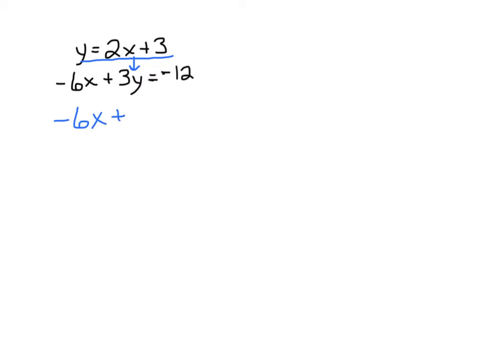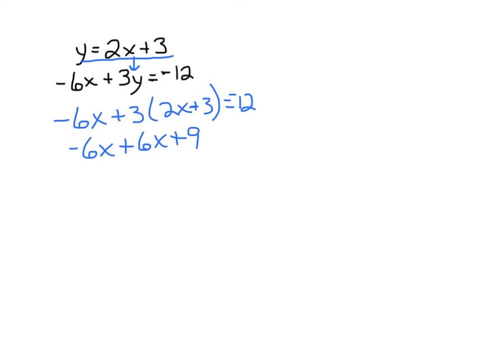So I have negative 6x plus 3. Instead of the y, I'm going to put 2x plus 3 is equal to negative 12. And then I'm going to go through and solve this. So I get negative 6x plus 9 is equal to negative 12.